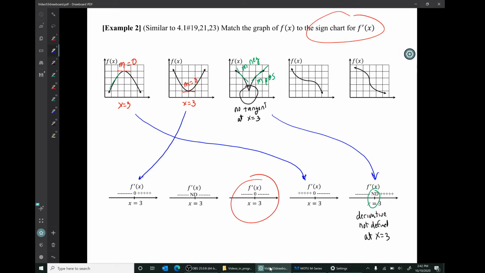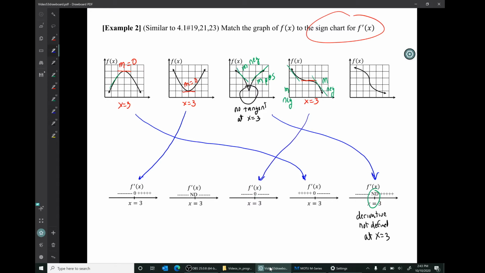Okay, let's go on. What about this fourth graph? Well, let's notice that this graph has a horizontal tangent at x equals 3. And of our remaining sign charts, only this one has the property that f prime equals 0 at x equals 3. Let's double check the behavior of the tangent lines. The tangent lines tilt down to the left of 3, and they tilt down to the right of 3 also. So the tangent lines have negative slope everywhere in that graph except at x equals 3, where the tangent line has a slope of 0. So that corresponds to this sign chart for f prime. F prime is negative everywhere except right at x equals 3. So that fourth graph corresponds to this third sign chart.